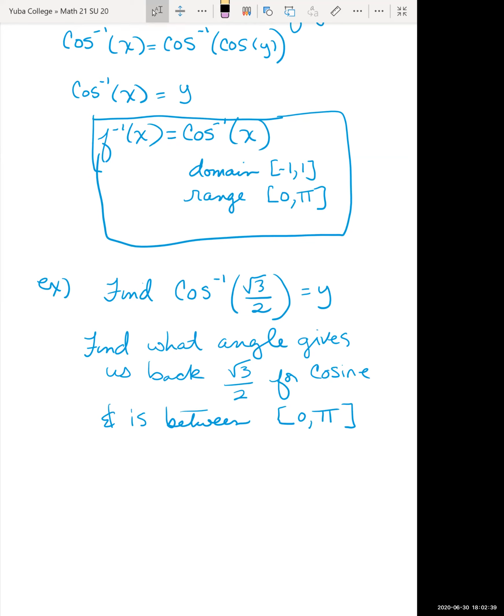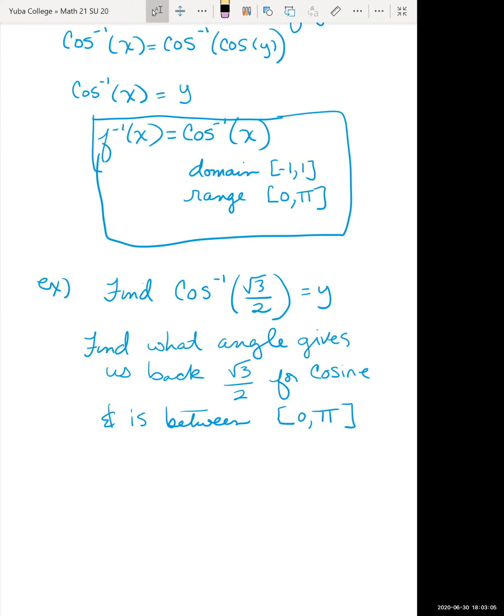Cosine 60. Okay, so cosine of 60 is actually 1/2. So it would have to be cosine of 30. And because we're doing between 0 and pi, we're not going to think of it as degrees. So which one is 30 degrees? Which is what radian? Pi over 6. So the answer is pi over 6, because this is contained in that interval between 0 and pi.